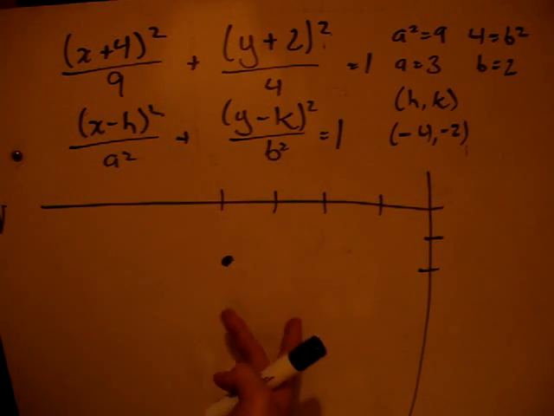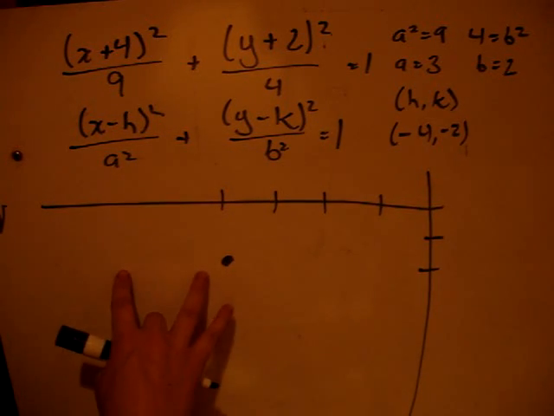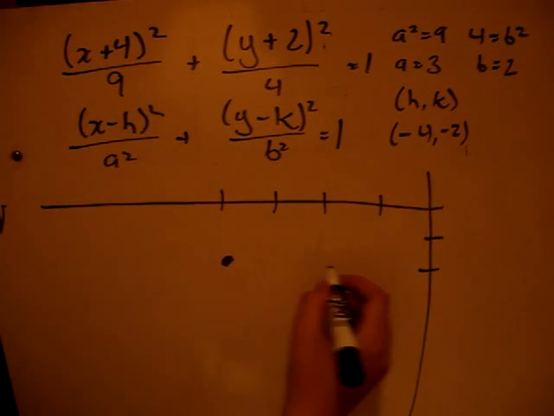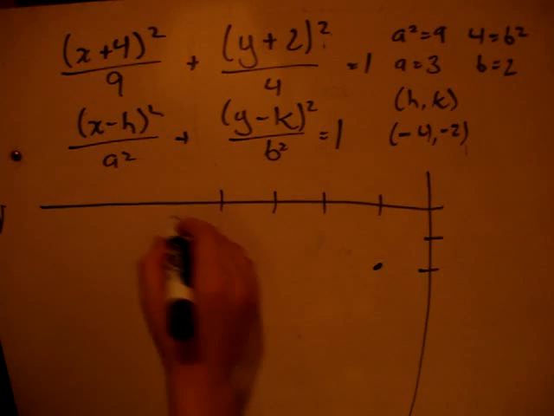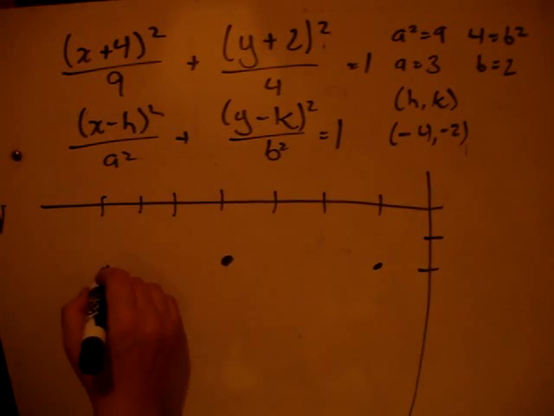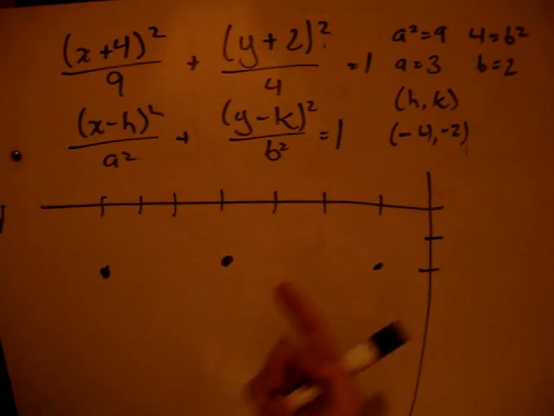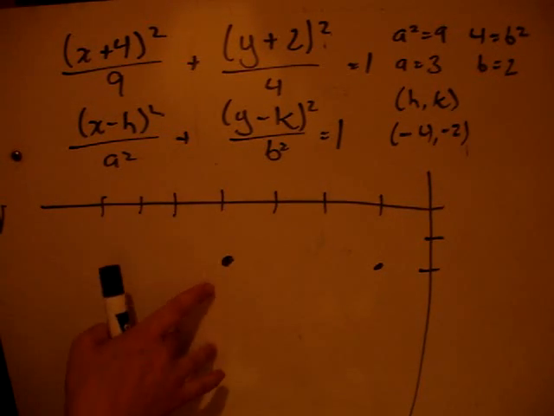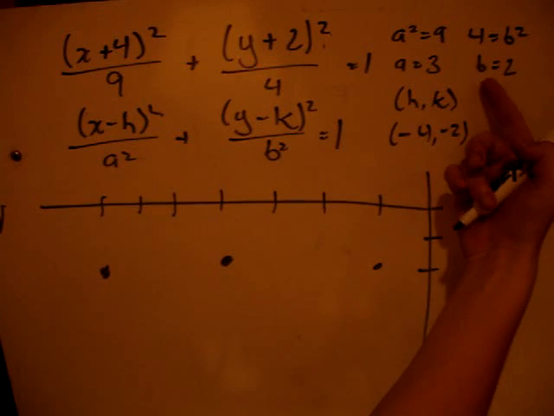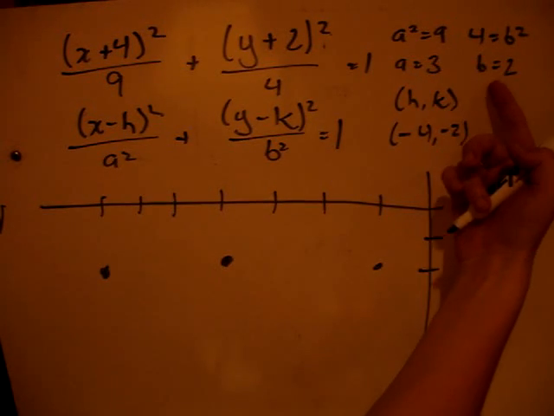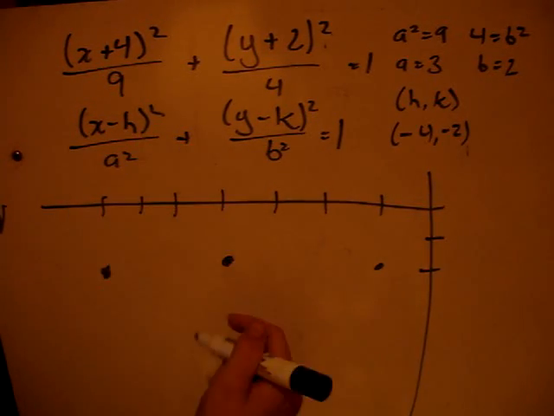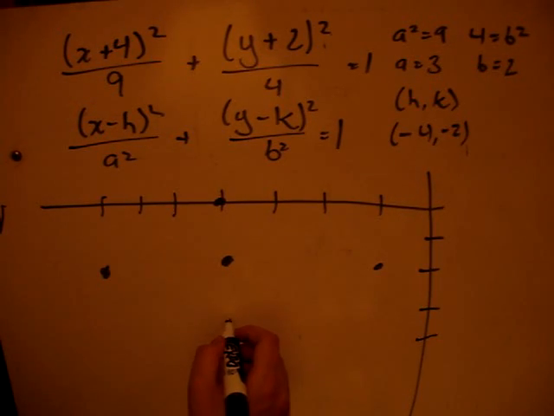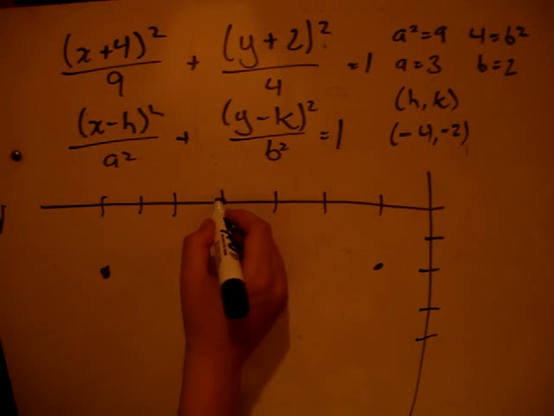Now we can graph the semi-major axis, which is 3, so we'll go 3 in each direction. And the semi-minor axis, which is 2, and we know that the semi-minor axis is vertical because b² is 4 and b is 2, and it's under y. So we'll go up 2, and then we'll go down 2. And we'll sketch out our ellipse.